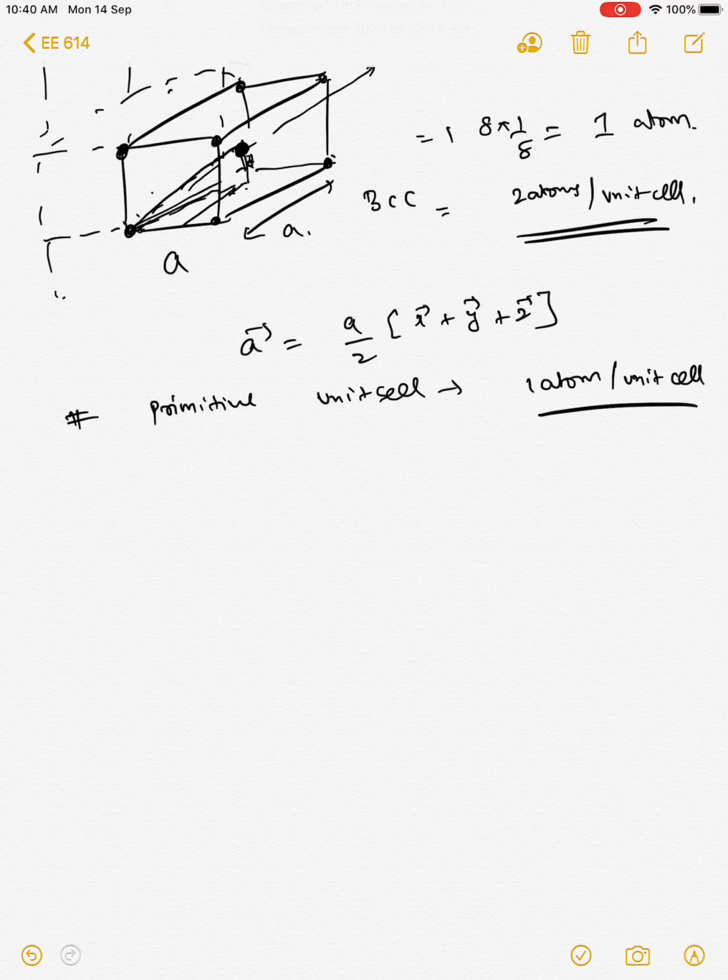The lattice vectors for a primitive unit cell actually come from this vector at the center here. You have another atom in the body center here, so the vector goes like this, and then you have another one here. So the primitive vectors for a BCC will be like this.